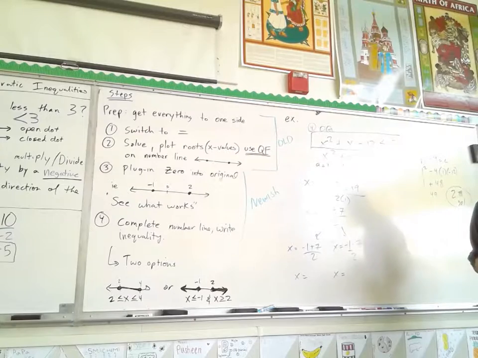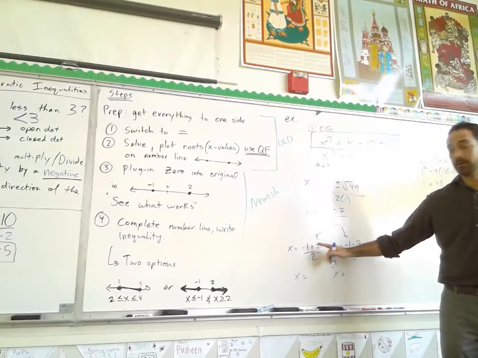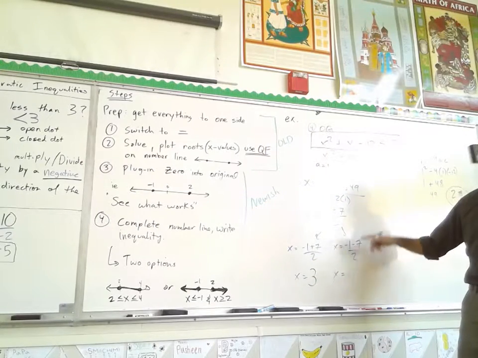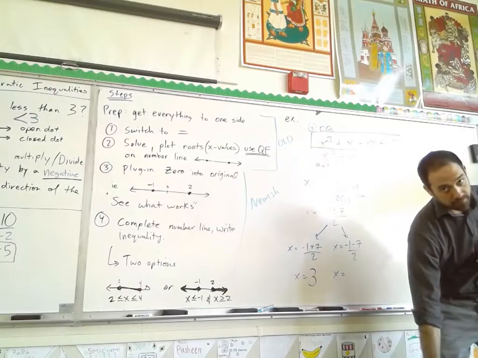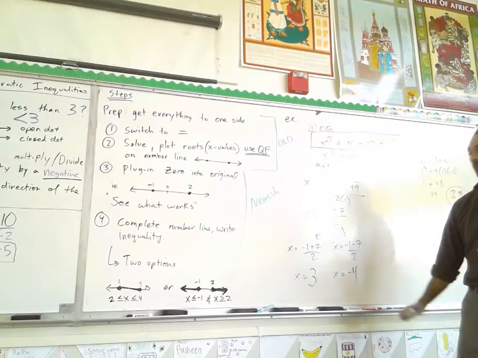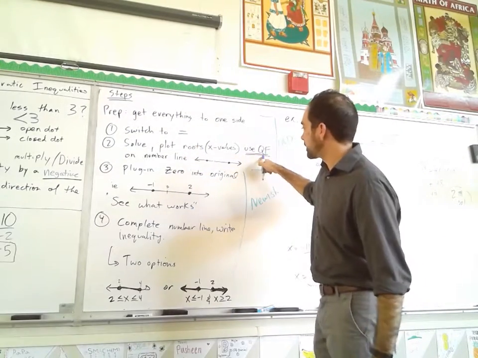Negative 1 plus 7, so 7 minus 1? 6 divided by 2? 3. Negative 1 minus 7. Underwater a foot, go 7 feet further down. How far are you underwater? Negative 8. Negative 8 divided by 2? Negative 4. Okay, so we solved using the quadratic formula, now on a number line.